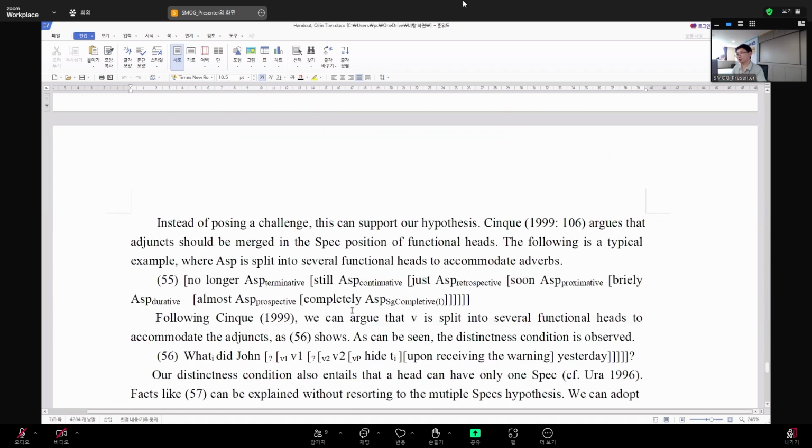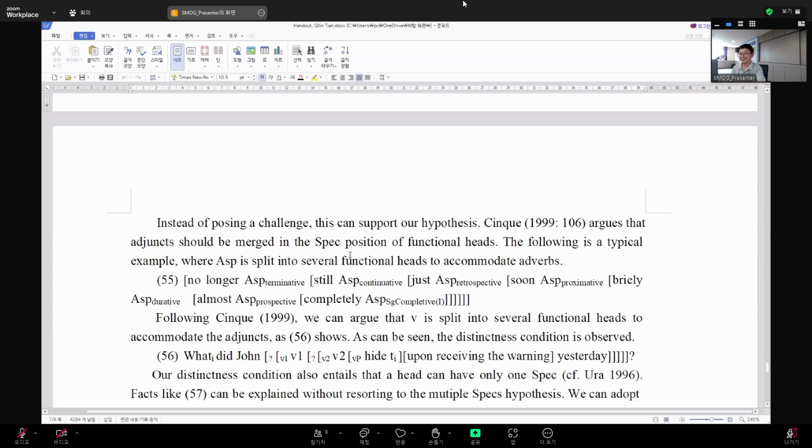I think this is not a challenge because Cinque 1999 argued that the adjunct should be merged in the specifier position of a functional head, and the head can be split into several functional heads, just like SBAT can be split into several functional heads to accommodate adverbs. Along this line, we can say that the sentence should be derived this way. There are a lot of small v here, so the movement of what will not cross another node successfully.